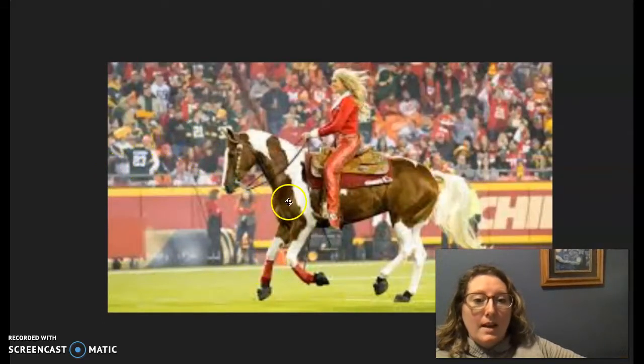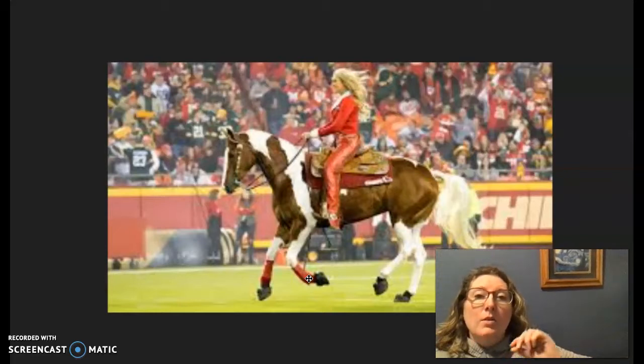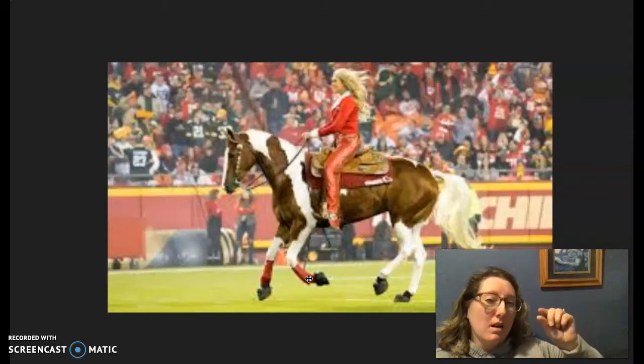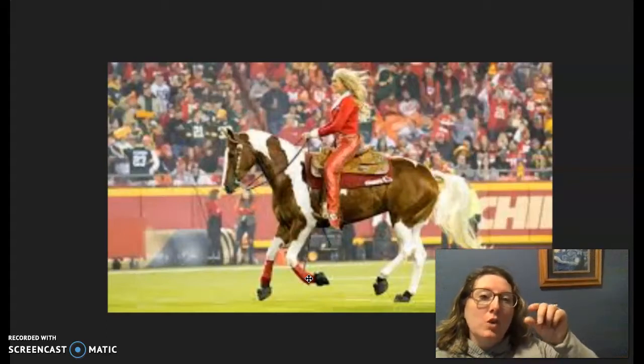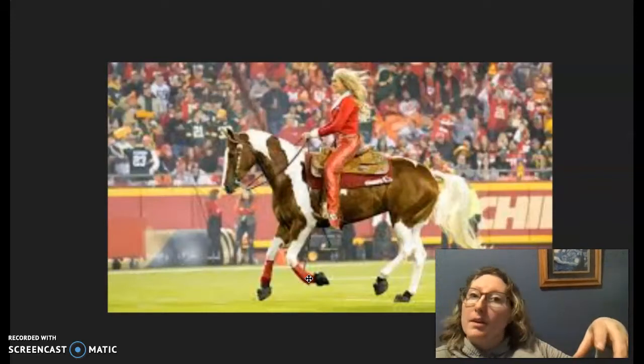So the horse has several different colors. It has a rider, it has a saddle, it has these leg warmers, and that's a lot. And so the general rule is that the more detail you have with a digital mosaic, the smaller the pieces have to be for you to get all those details in. And the smaller they are, the more there are going to be.